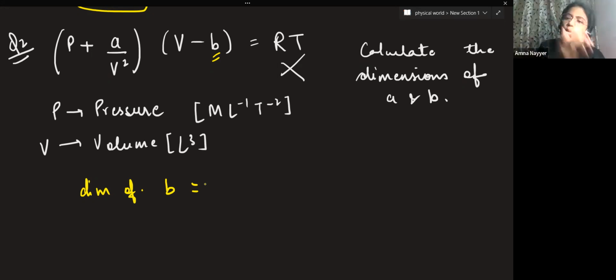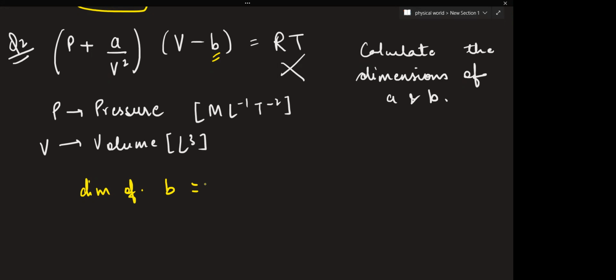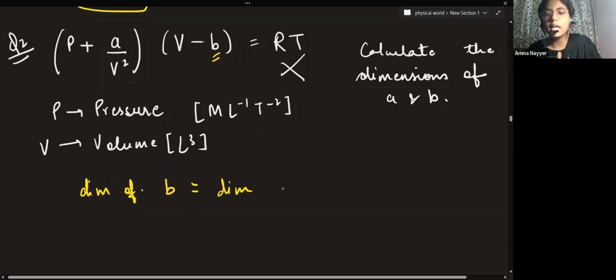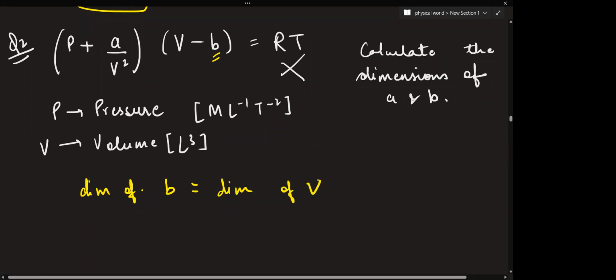It will be the same because both of them are getting subtracted. If volume has the dimensional formula L cube, then definitely B would also have the same dimensional formula. Don't confuse this A and B with the previous A and B that you have studied. This is a totally different question. So the dimension of B will be equal to the dimension of volume only. That's why they are able to get subtracted.